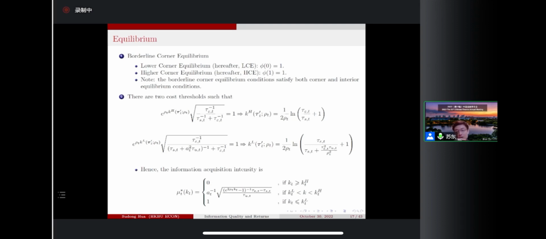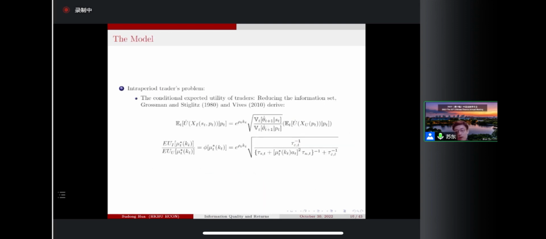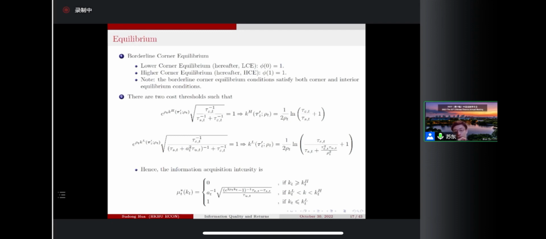Then I can back out the cost thresholds by using this equilibrium condition. Actually, this phi 0 equals 1 and phi 1 equals 1. And I have two cost thresholds, K high and K low. If K is higher than K high, then no one purchases the information. If K is lower than K low, everyone should buy this information. And if K is intermediate, then we have the continuous case.